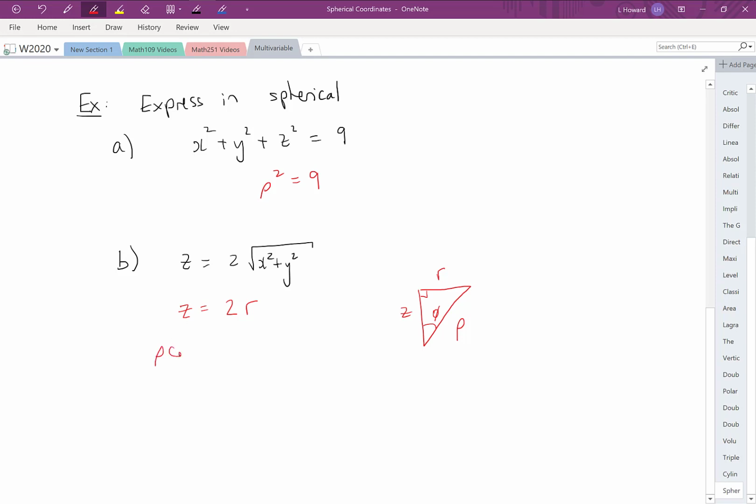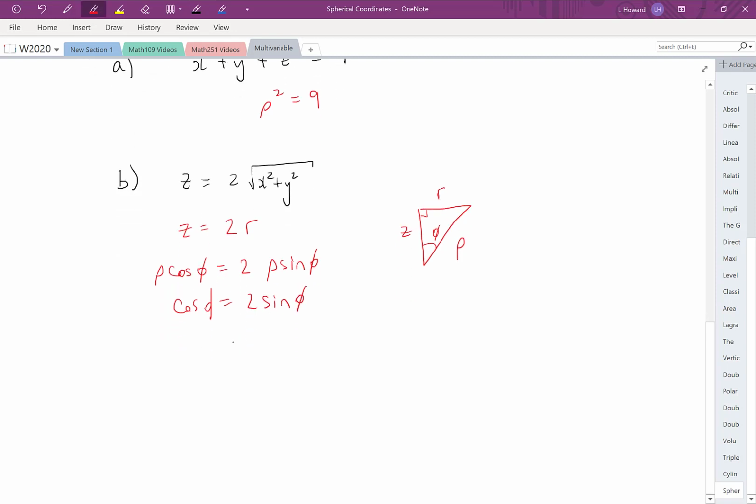So z is going to be rho cos phi. r is going to be rho sine phi. We can divide through by rho to say cos phi equals 2 sine phi. And then we can do a little bit of rearranging here. So you could divide both sides by cos phi, and you'd end up with tan phi on the right side. And at the same time, you might want to divide through by 2. So you could say 1/2 equals tan of phi, or you could even go as far as saying phi equals arctan of 1/2.